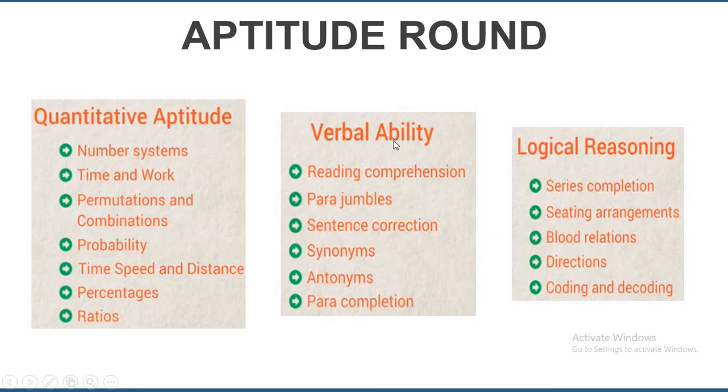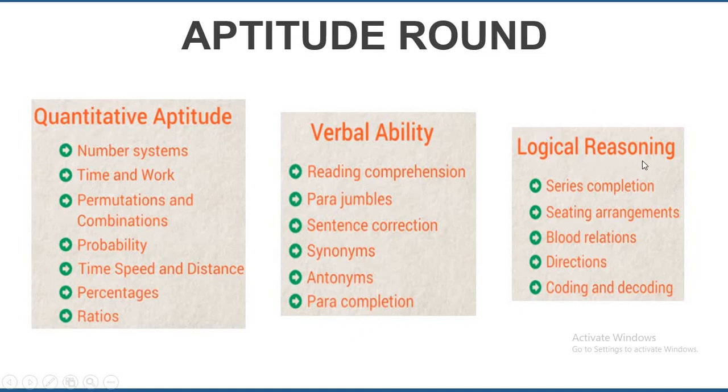And the second category is verbal ability. Here the major communication skills are evaluated. The different sectors here are reading comprehension, para jumbles, sentence correction, synonyms, antonyms, para completion. All these are the different topics, and any kind of question from these can be asked.